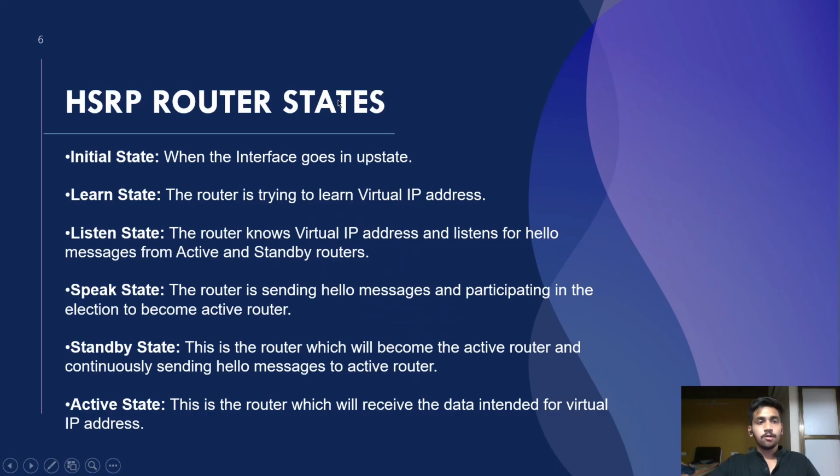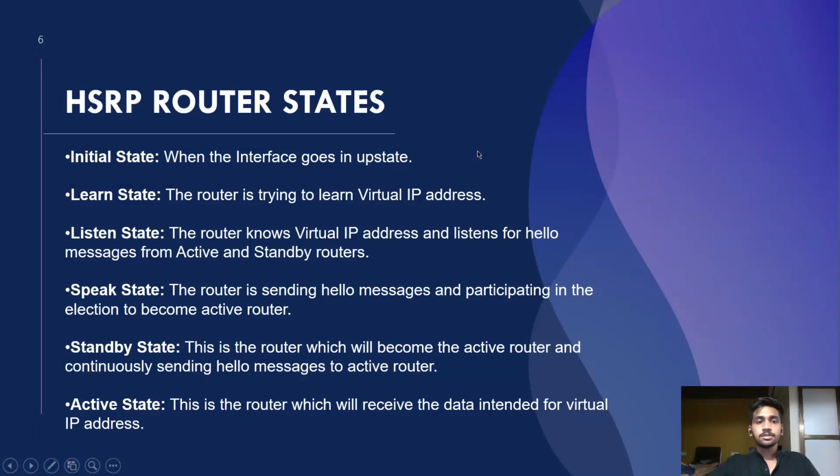Understand HSRP router states. Basically, there are six HSRP states. The first one is the initial state. When the interface comes up, it is known as being in the initial state. After that, it is the learn state. In this state, the router is trying to learn the virtual IP address. The IP address is learned by the router in the learn state.